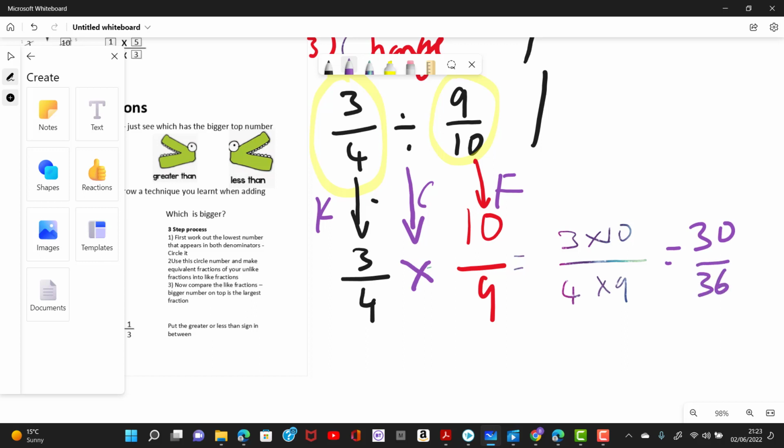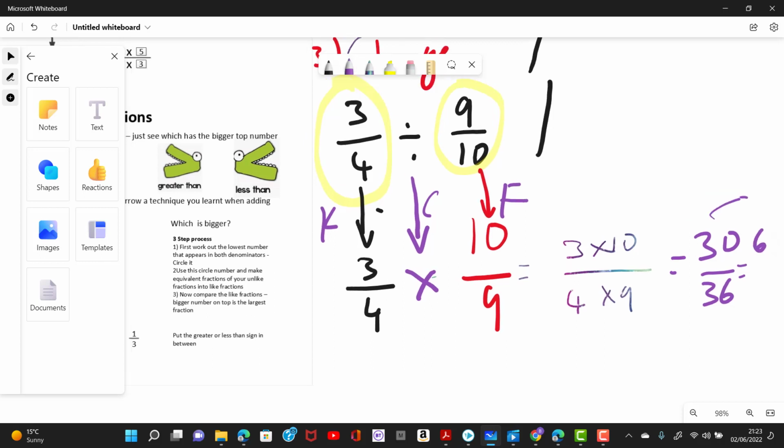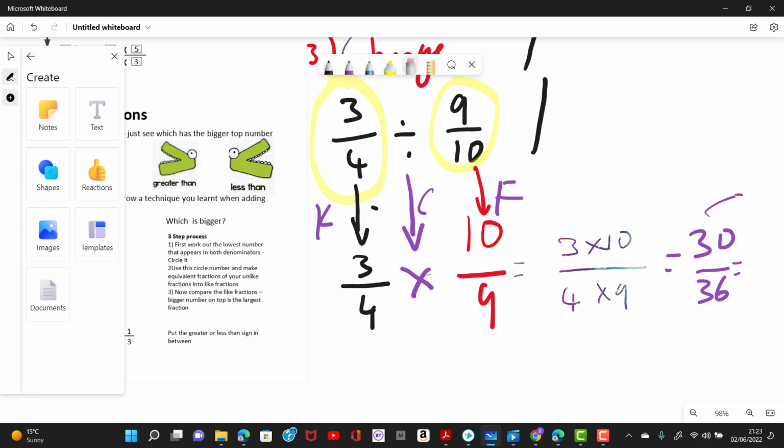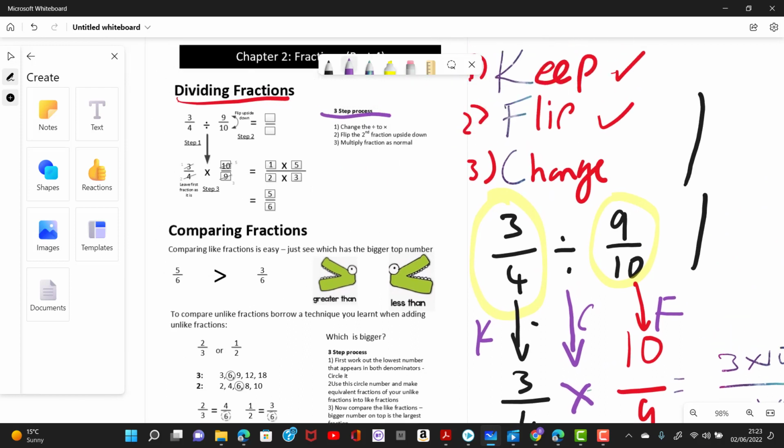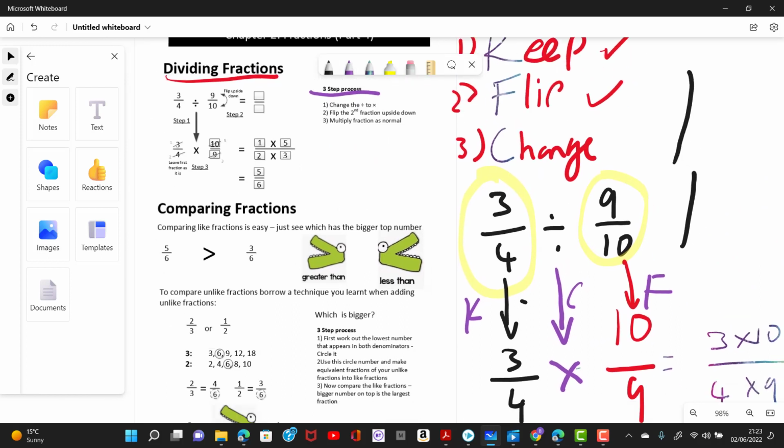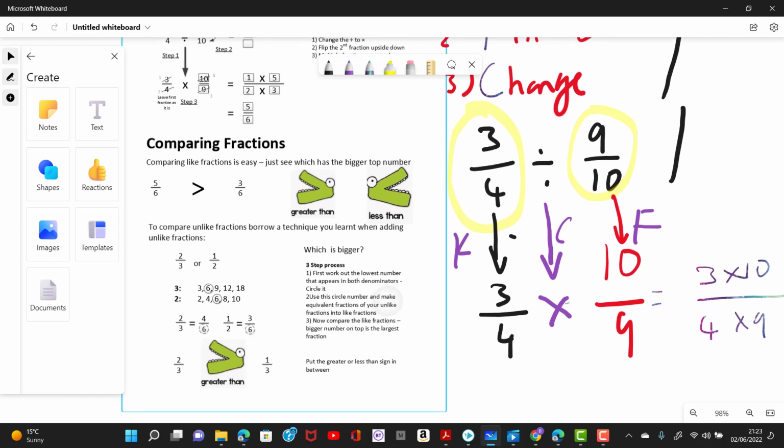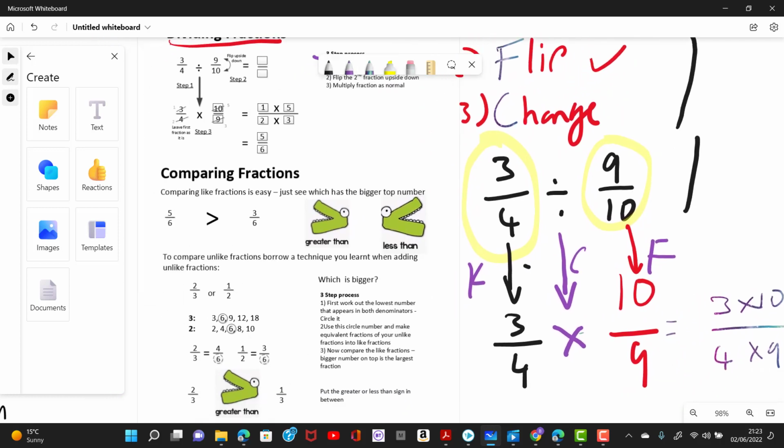And we want to simplify that. They're both in the 3 times table. Oh, both in the 6 times table. So always go for the highest. So divide both by 6. This one divided by 6, and this one divided by 6, and it will be 5 over 6. Okay, so just check if that's right. Yeah, 5 over 6. Great. So that's dividing fractions: keep, flip, change.